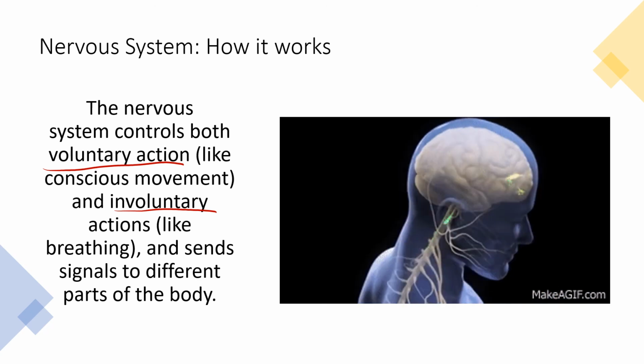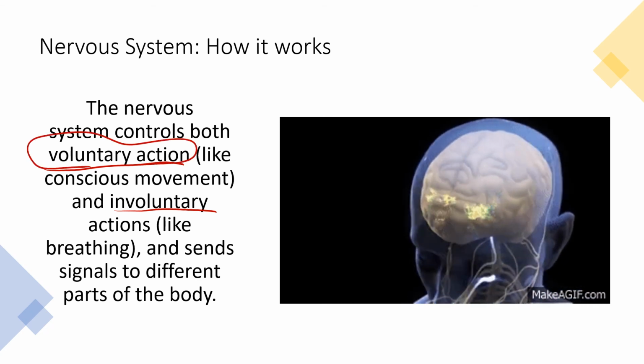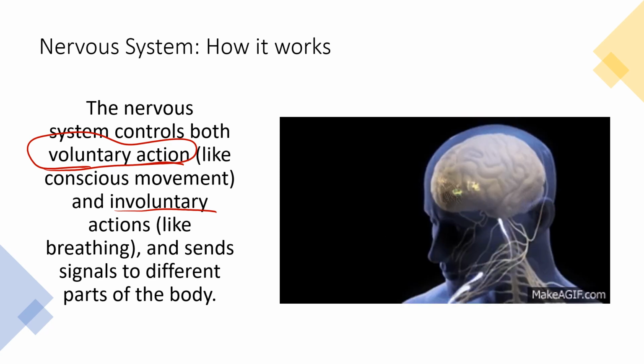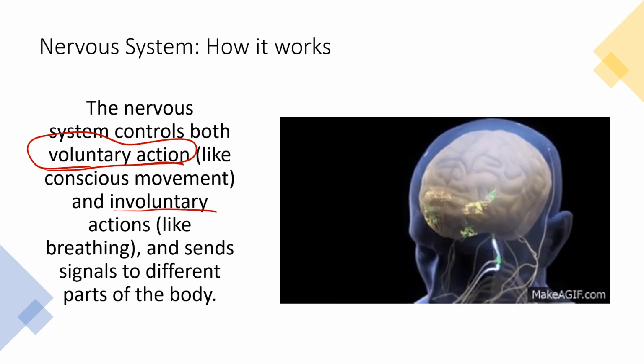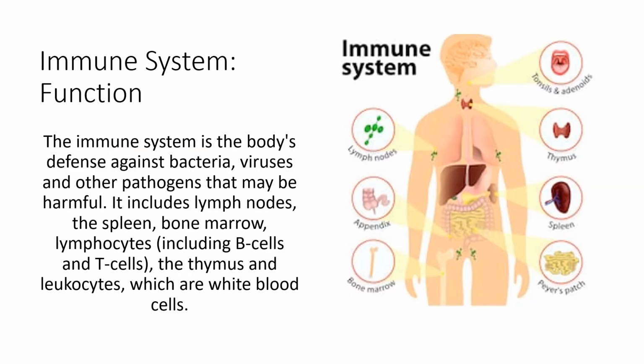The nervous system, again, does control voluntary action as well, such as movement and feeling. So, for instance, if you touch a hot stove, your nervous system senses that it's hot and you pull your hand away. All right, your immune system.